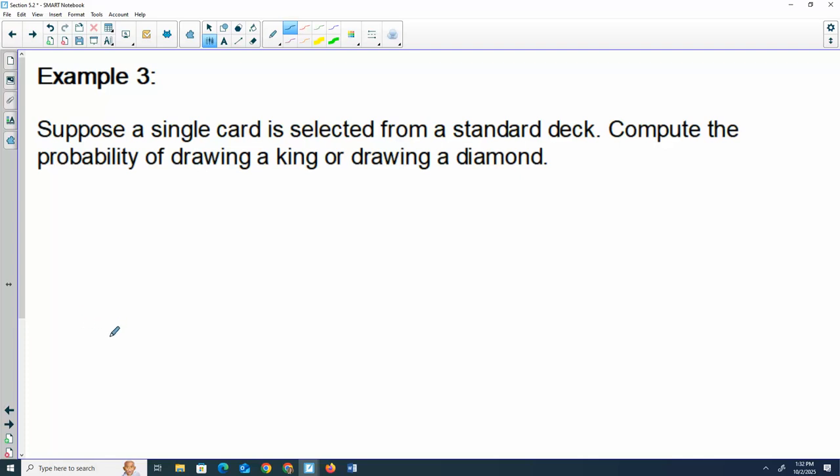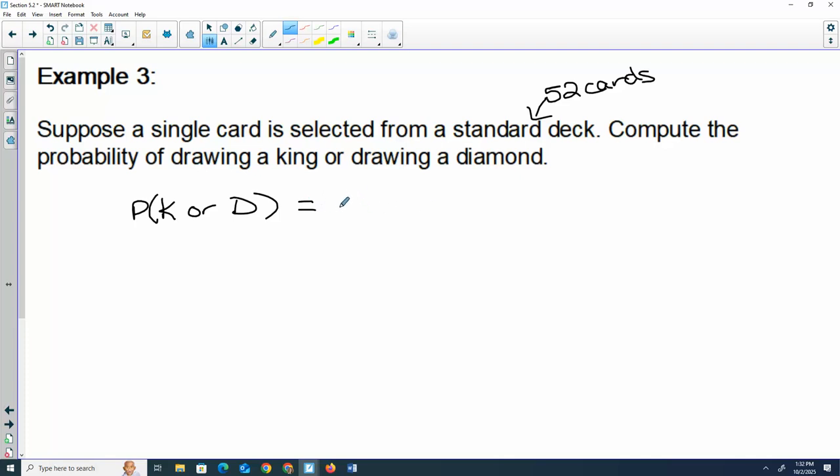Alright, suppose a single card is selected from a standard deck. Do you guys know how many cards are in a deck? It's easy. Compute the probability of drawing a king or drawing a diamond. So I would find the probability of king or diamond.